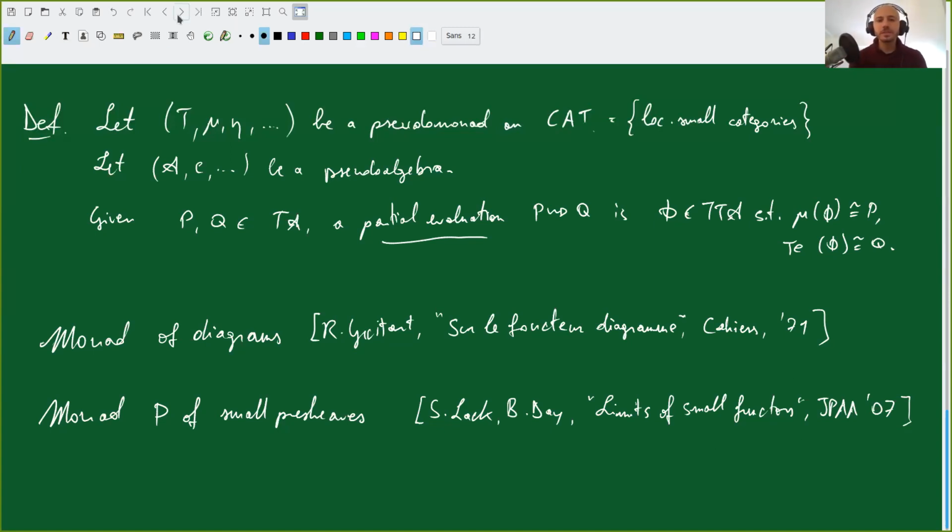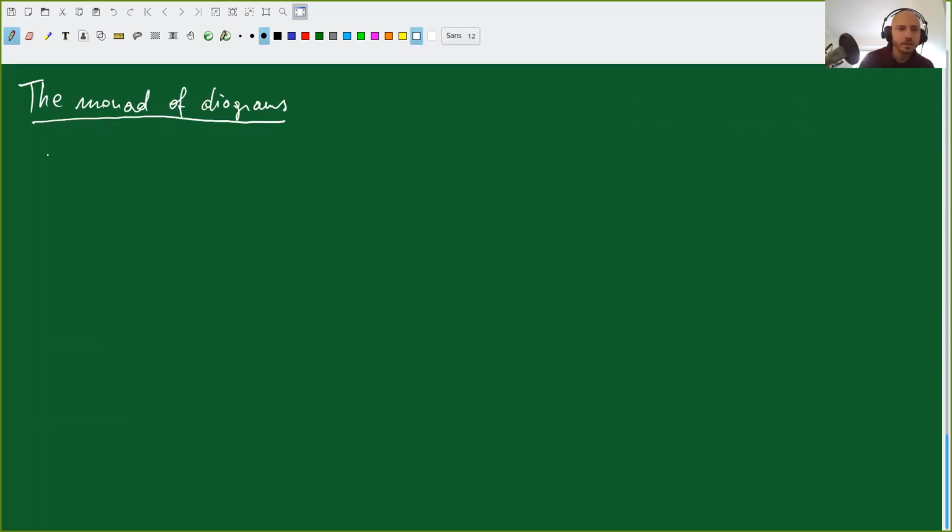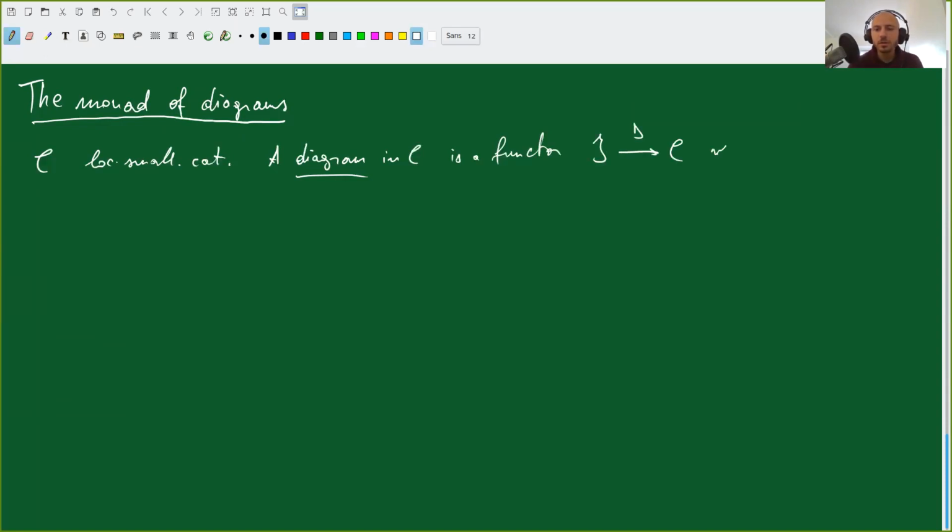Okay. So let's try to see how these monads work now. The monad of diagrams works pretty much in the same way. So take C, a locally small category. Now, a diagram in C is a functor from I to C, where the indexing category I is small. Okay, so we just want small diagrams because we want to take colimits of these things. So we don't want our theory to become trivial.